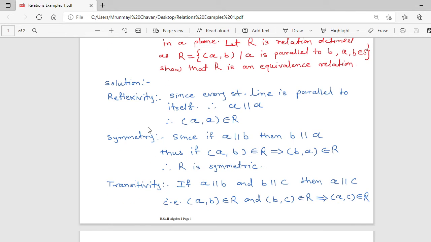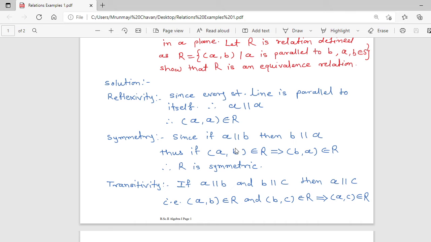So first we check whether the relation R is reflexive or not. Since every straight line is parallel to itself, therefore a is parallel to a. Therefore (a,a) belongs to relation R for all a belongs to set S. Therefore relation is reflexive.